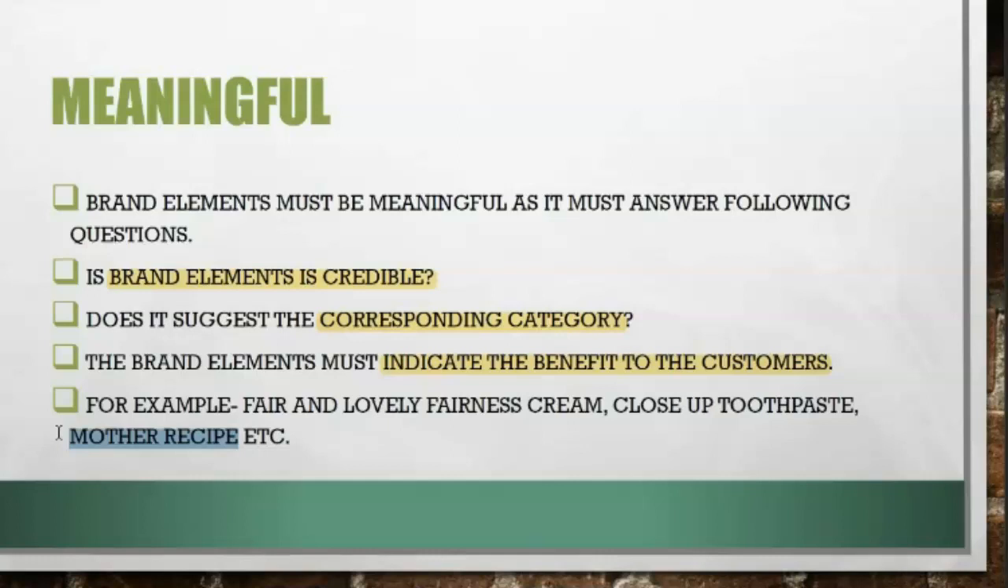Although on the contradictory side, we have seen so many brands which don't communicate anything. For example, Apple is a fruit, but you made a phone out of it. You made laptops of Apple. So abstract names are also successful, but if it is meaningful, specifically in certain categories like the food category, it becomes relatively easy for the customers.